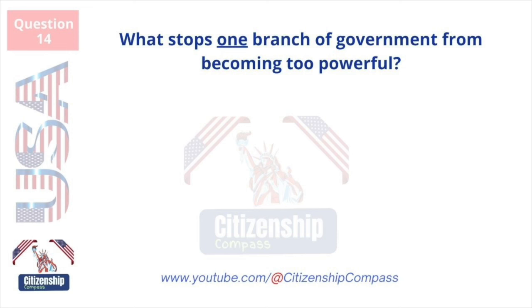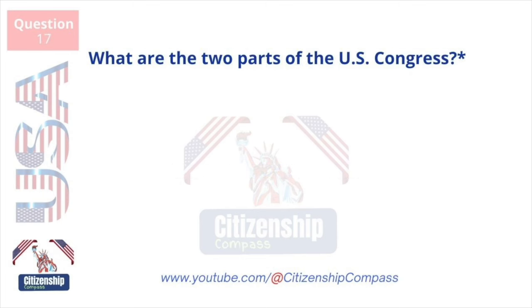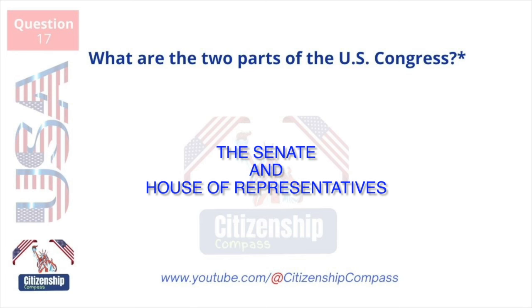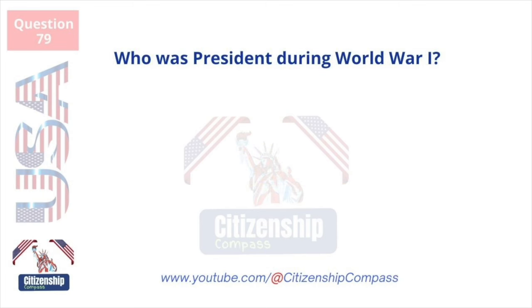What stops one branch of government from becoming too powerful? Checks and balances. What are the two parts of the U.S. Congress? The Senate and House of Representatives. Who was president during World War I? Woodrow Wilson.